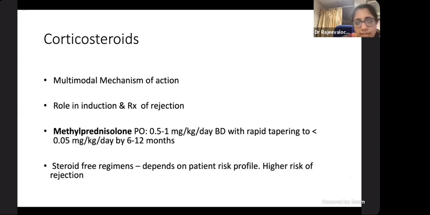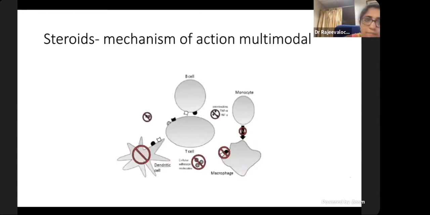Not recently, basically what they say is if you want to minimize steroids, you want to go on a steroid-free regimen, try to cut it down within 1 week and stop it, and then go on to a CNI with MMF. There is a higher risk of rejection in these regimens, and it definitely depends upon the patient risk profile.